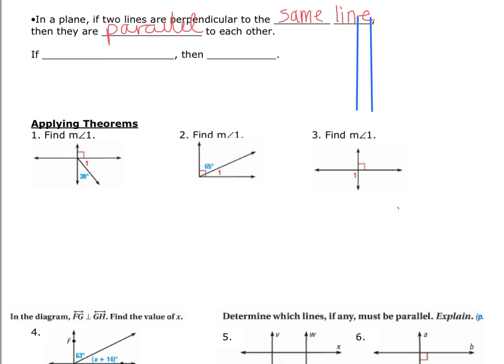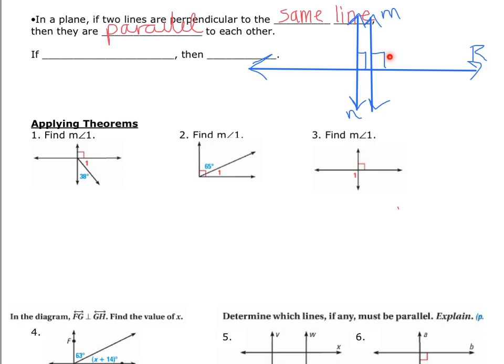They're going to be perpendicular to the same line. So two lines are perpendicular to the same line. Let's give those some names. We'll name this one M, this one N, and this one R. Again, this goes back to the same scenario as before.